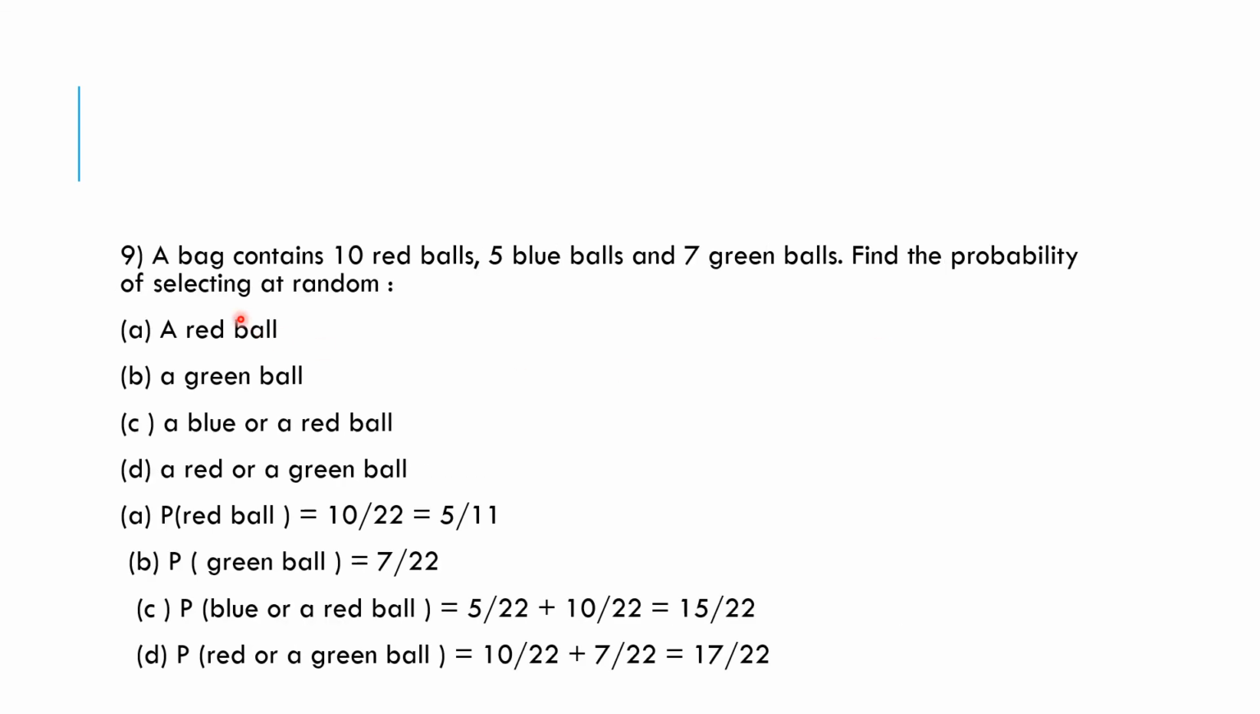Okay, let's have a look at another question. A bag contains 10 red balls and 5 blue balls and 7 green balls. Find the probability of selecting at random A, a red ball, B, a green ball, C, a blue or a red ball, D, a red or a green ball.